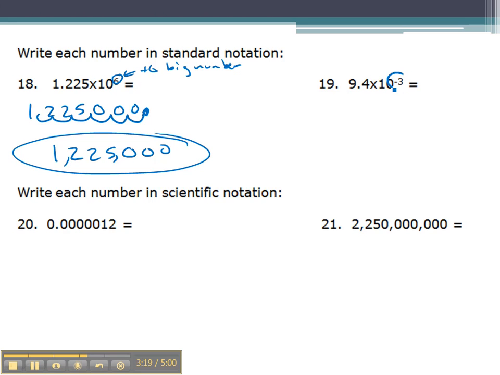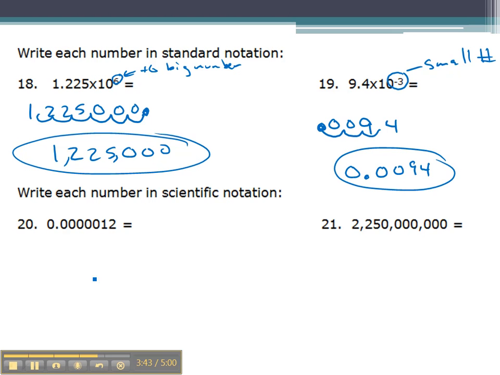Now in number 19, we have a negative exponent, so that tells me this is a small number. So when I move my decimal, I'm going to move it to the left this time. 1, 2, 3 spaces. I'm going to put zeros in those empty spaces, so this is 0.0094, or 94 ten-thousandths. And I'm going to put a leading zero. It's just a good habit to be in. Doesn't change the value.